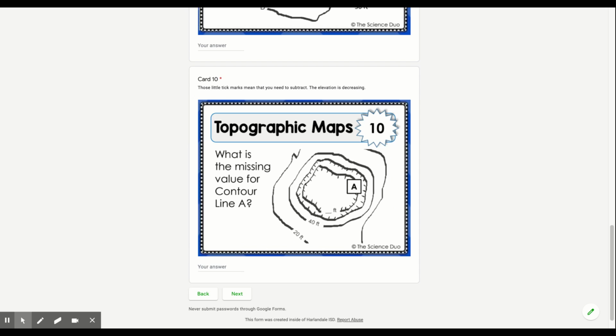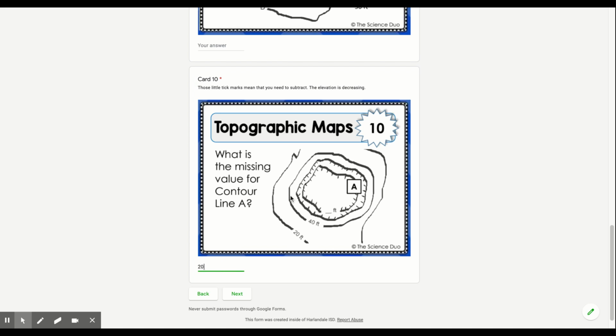Card 10. So this one, we didn't really go over it, but the way that this one works is if you see those little tick marks or those little lines, that means it's actually going down. So it could be like a crater or like a lake or something. And so what you're going to do is actually subtract. So for example, this line right here is going to be 40. And so I'm going to subtract 20. So 40 minus 20 is 20, which is going to be the correct answer.